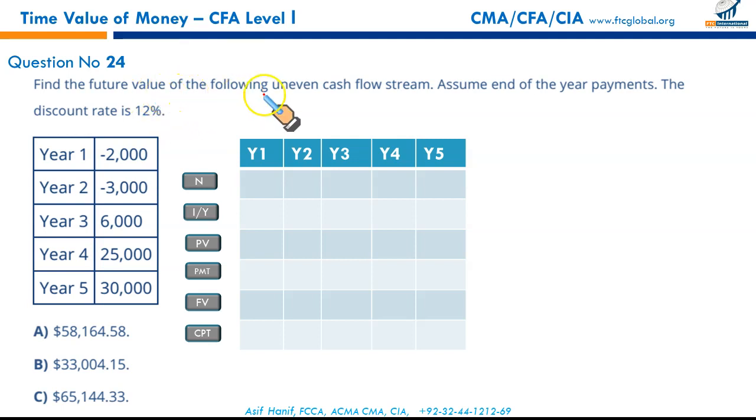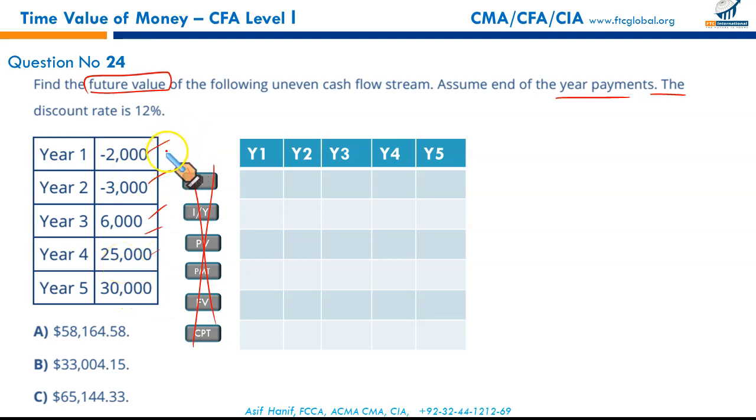Now, this one is good. Find the future value of the following uneven cash flow stream. Assume end of the year payments. Every payment is at the end of the period. See, look at this. We have to calculate future value. And it is not a repetitive amount. So don't use the TVM function. It will simply require you to calculate the future value of each of these single cash flows, time consuming.